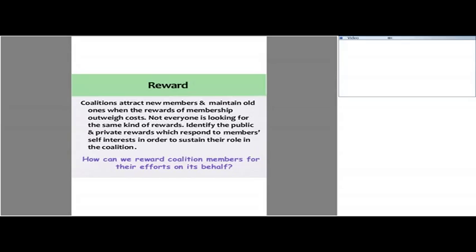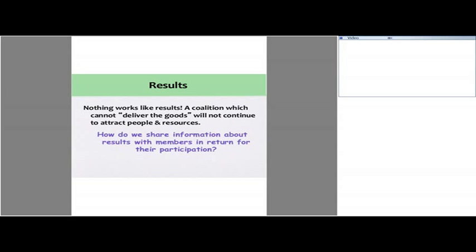Rewards, certainly. We talked about the rewards and membership outweighing the cost. So we need to figure out what are the rewards which respond to members' self-interest. So how can we reward coalition members for their efforts on the coalition's behalf? And then finally, results is key. Nothing works like results. We know that. And how do we let our members know what's going on with the coalition and what's working, what isn't working, so that they can tout these kinds of good successes to their own organization?